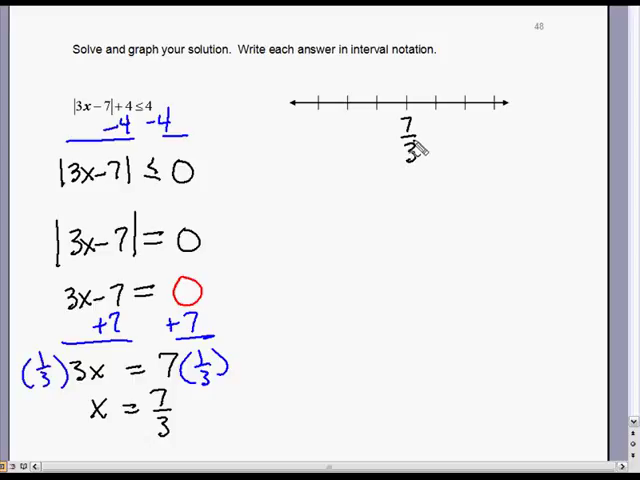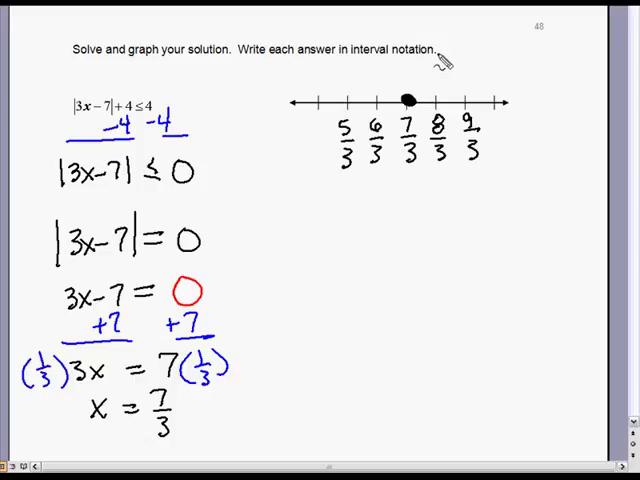We need to have something on both sides, evenly spaced. So if we go by thirds, this would be 8/3 and 9/3. And on this side we'd have 6/3 and 5/3. And the only number that works is 7/3.